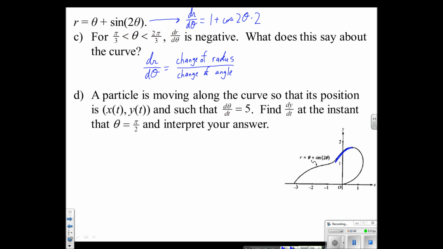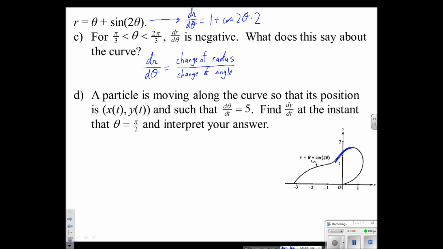All right, for part D here, the particle is moving along the curve so that its position is x of t, y of t, and such that d theta over dt is equal to 5. We want to find dy over dt at the instant that theta is equal to pi over 2, and we want to interpret the answer.